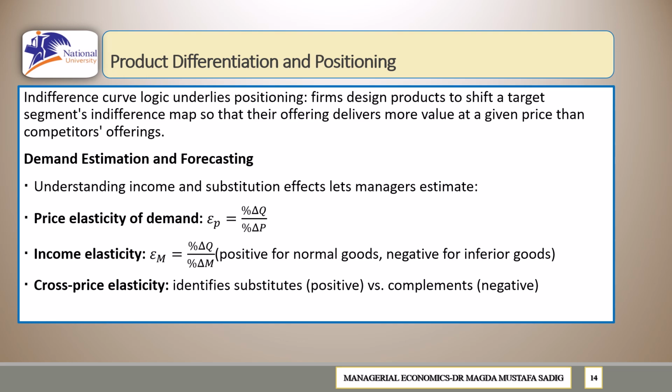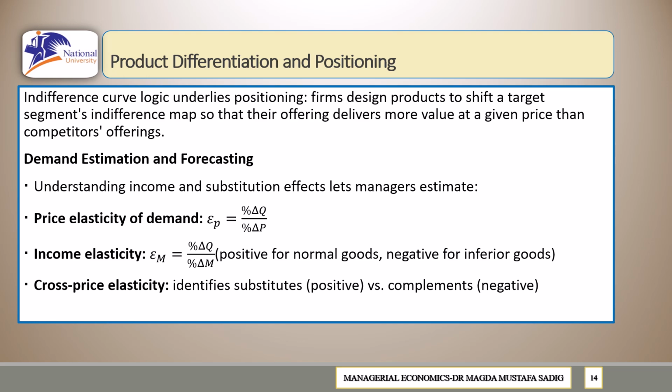Understanding consumer behavior also improves demand forecasting. Managers may estimate price elasticity, income elasticity, and cross-price elasticity. These measurements support production planning and strategic pricing. What do we mean by price elasticity? The responsiveness of the quantity demanded when the price changes. How much the quantity demanded changes if the price changes.